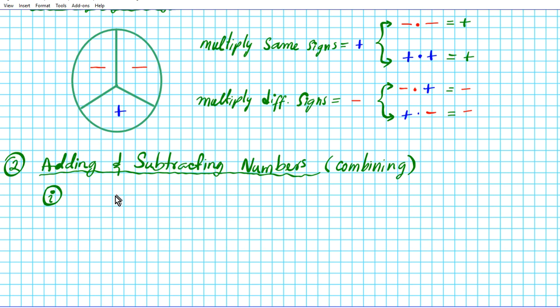So in adding and subtracting numbers, if the signs are the same, what do you do? With the same sign, you add and keep the sign. If the signs are the same, add and keep the sign.